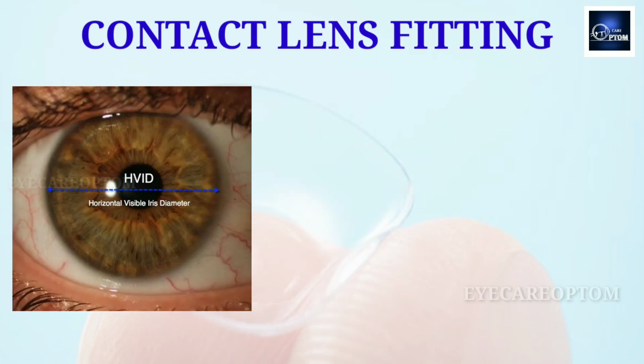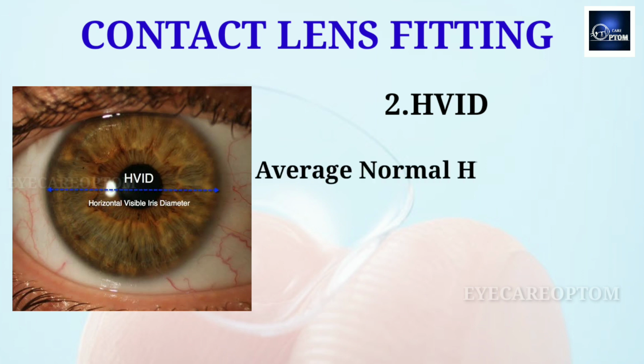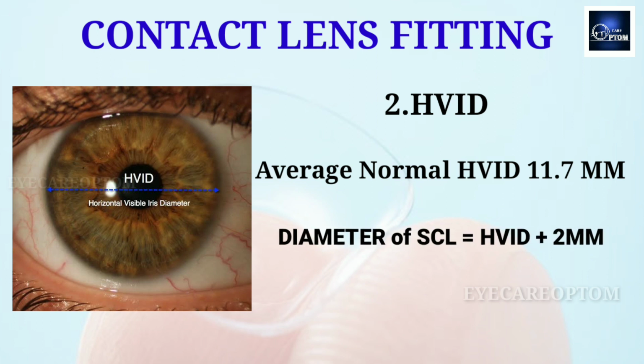The second one is HVID, horizontal visible iris diameter. This is important in deciding contact lens diameter. Normal average HVID is 11.7 mm. This can be measured with a normal millimeter scale or slit lamp or corneal topographer or vernier scale. Total diameter for the soft contact lens will be HVID plus 2 mm.